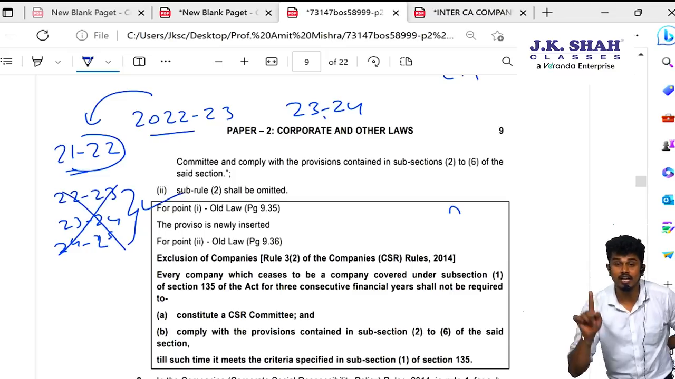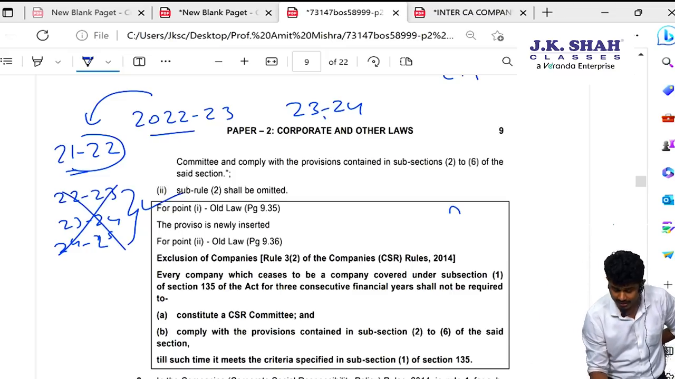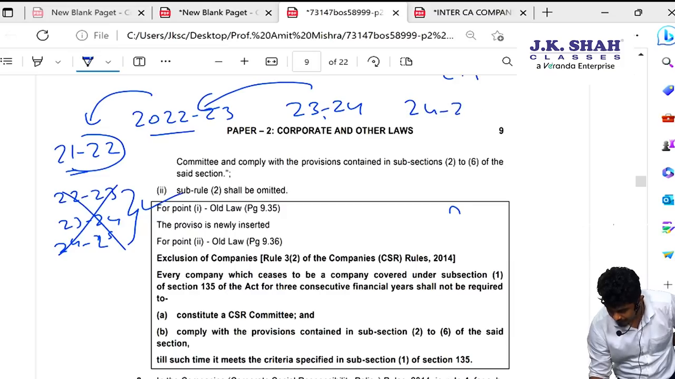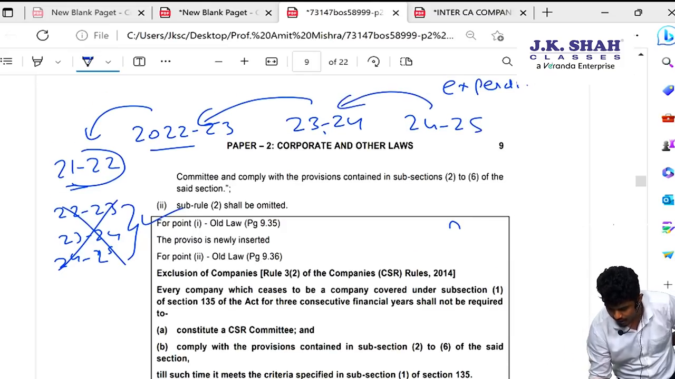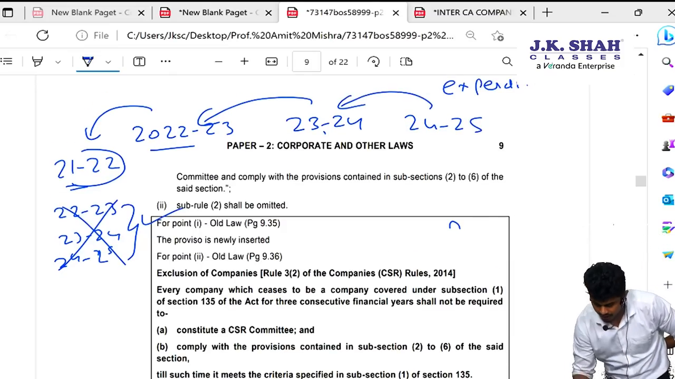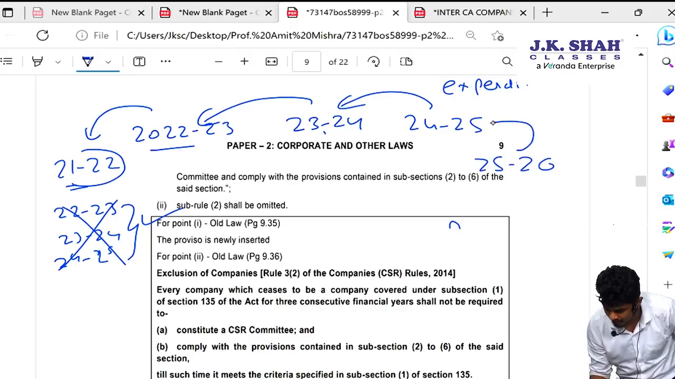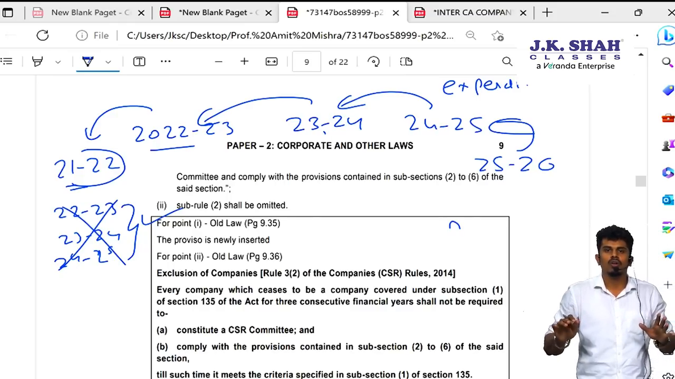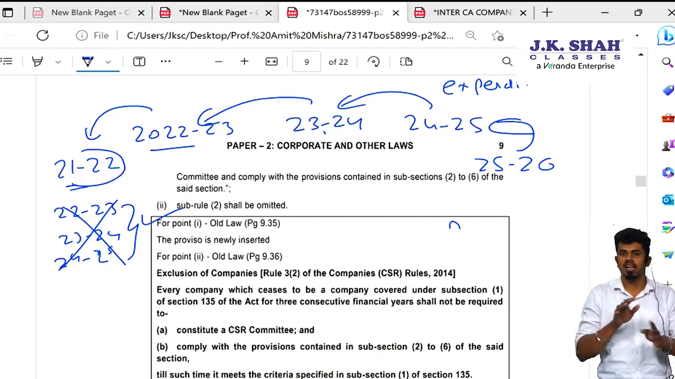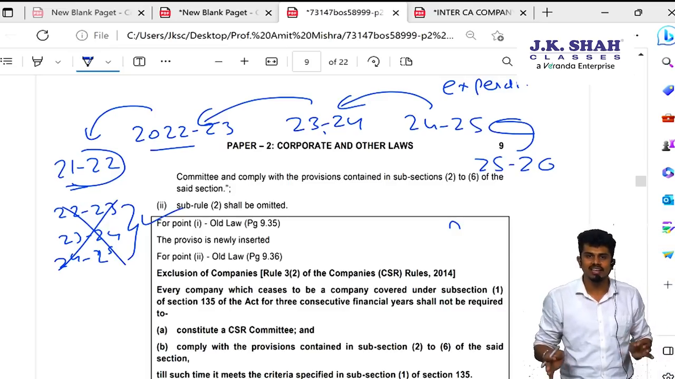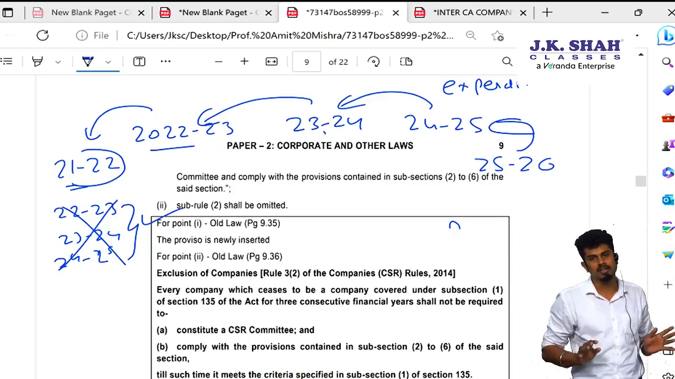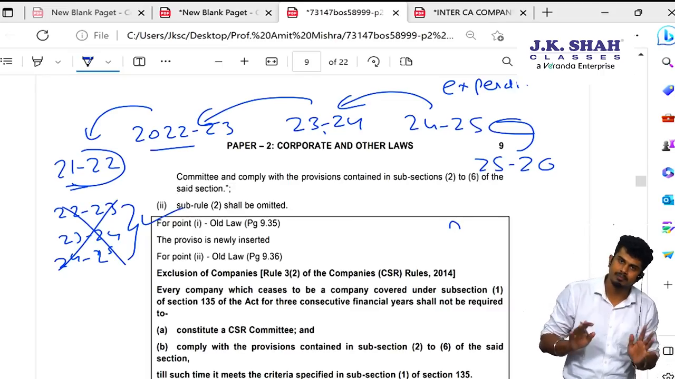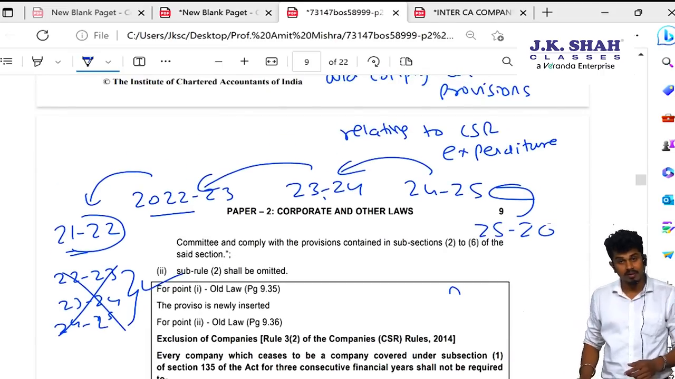In 23-24, whether I will do CSR or not depends upon the limit of 22-23. In 24-25, whether I will do CSR or not depends upon the limit of 23-24. In 25-26, whether I will do CSR or not will depend on the limit of 24-25. That means now there is nothing called laga dala to 3 saal ke life jhinga lala. There is nothing like that. You'll have to check each year's limit, that is the previous year's limit, for checking the applicability of CSR in the current year. Easy. So this was one of the major amendments.